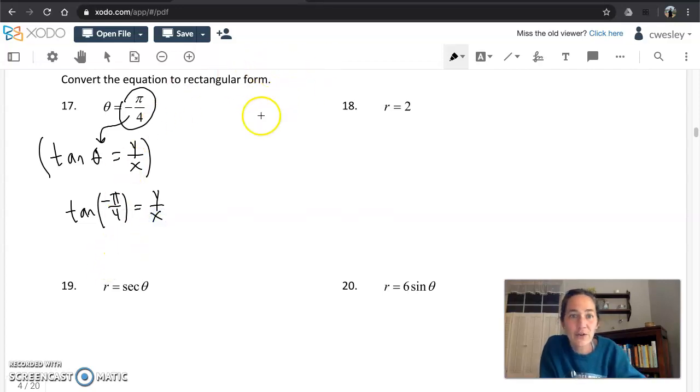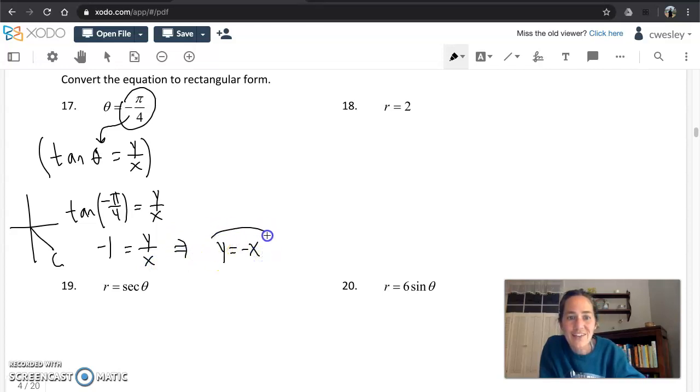I should have written here, where manageable, solve for y, because we usually see rectangular equations in terms of y. Also, test out your exact values. What is the tangent of negative pi over 4? Well, negative pi over 4 is down here in quadrant 4, where tangent is negative. It has the same 2 coordinates, square root of 2 over 2, square root of 2 over 2 over itself. It's going to be negative 1 is the tangent, the exact value. So negative 1 equals y over x, and y equals negative x.